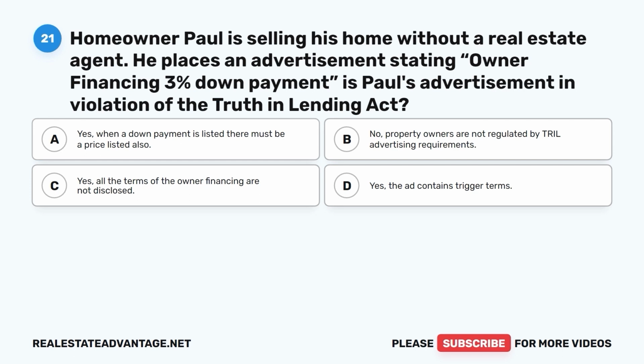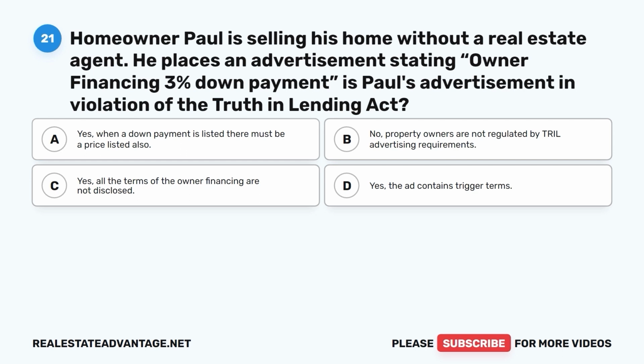A. Yes, when a down payment is listed, there must be a price listed also. B. No, property owners are not regulated by TILA advertising requirements. C. Yes, all the terms of the owner financing are not disclosed. D. Yes, the ad contains trigger terms.